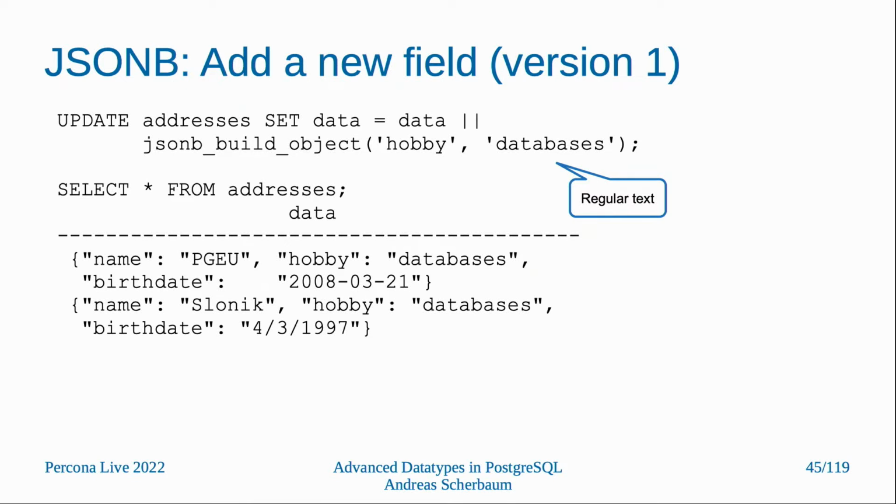I can also add new fields like I did in my array example. So I'm again using a JSON build object. I add a new field called hobby databases, and I add this using the concat operator to my existing field. And we end up having new entries in our data here. So we see we have a new field, hobby databases.